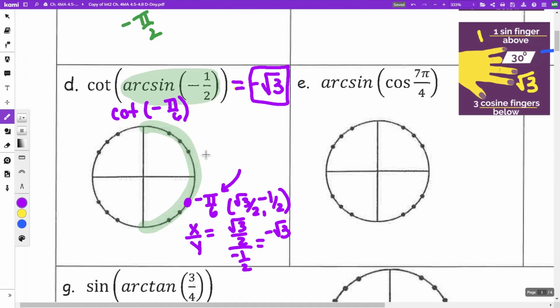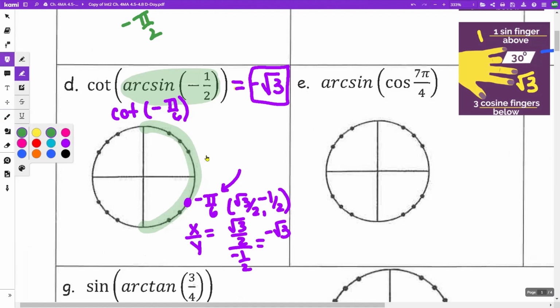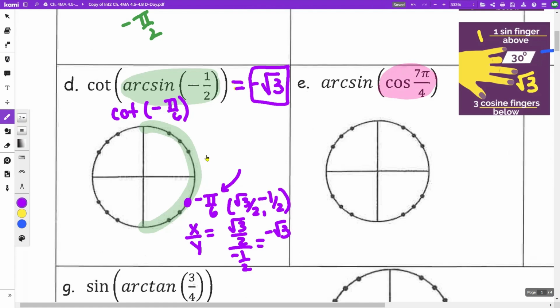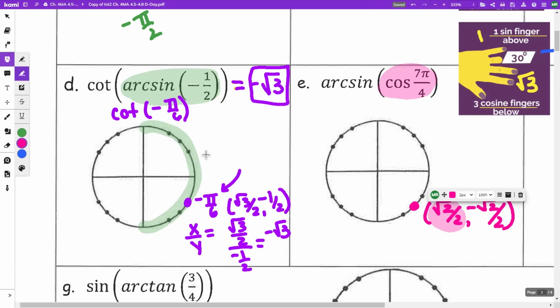Okay, on E, this time the inside is going to be just a cosine. It's just a cosine. It's not an arc cosine. So I'm going to go to where my angle is 7 pi over 4, which is here. And this point is (root 2 over 2, negative root 2 over 2). I want the cosine of this. The cosine of this is my x coordinate.